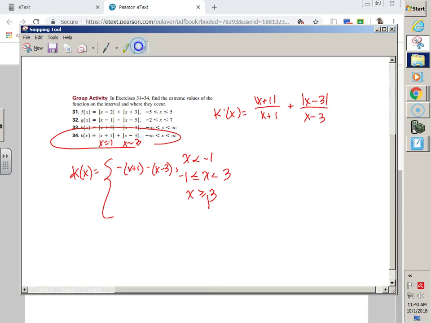There's that one. The next piece, oh, that's not going to work, is it? Oh, I can't undo. Okay. Greater than -1, it's not going to flip, so it stays the same. So x plus 1. Less than 3, though, that's still going to flip. And then greater than 3, not going to flip, not going to flip.